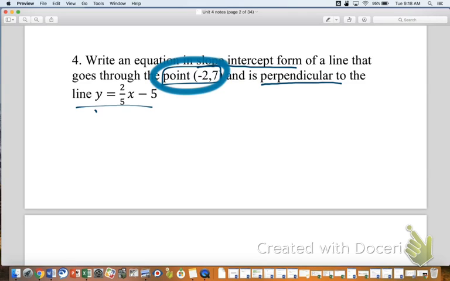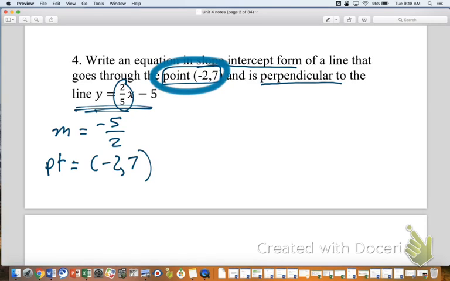There's my point, and my slope, not as clear. So let's go back to what you guys said earlier. You said that perpendicular lines have opposite reciprocal slopes. So what's the slope of this line right here? 2/5. So what is the slope that I want? -5/2. Yep, so that's the opposite and reciprocal slope. So my point is going to be -2, 7, and my slope is -5/2.